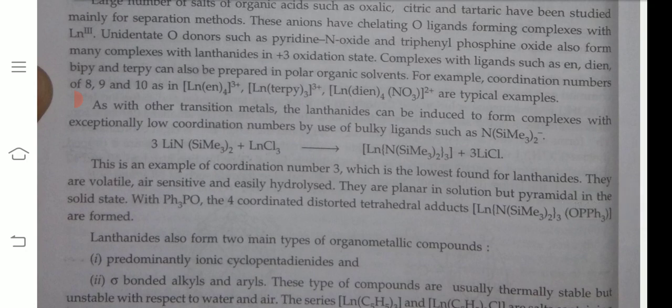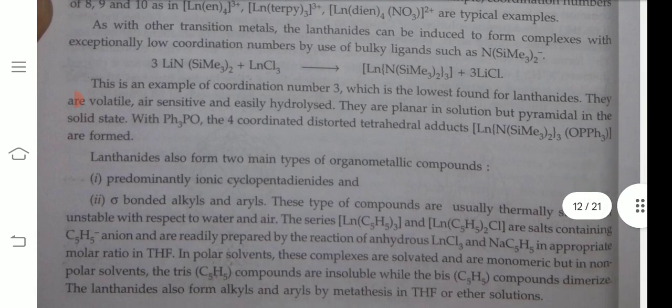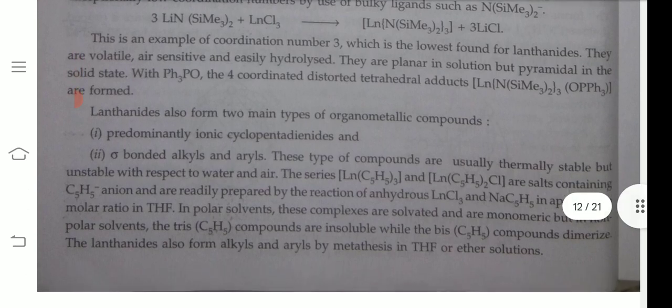Complexes with ligands such as en, dien, bipyridyl and terpy can also be prepared in polar organic solvents. As with other transition metals, the lanthanides can be induced to form complexes with exceptionally low coordination number by use of bulky ligands such as N(SiMe3)2 negative. This is an example of coordination number 3, which is the lowest for lanthanides. They are volatile, air sensitive and easily hydrolyzed. They are planar in solution but pyramidal in the solid state.